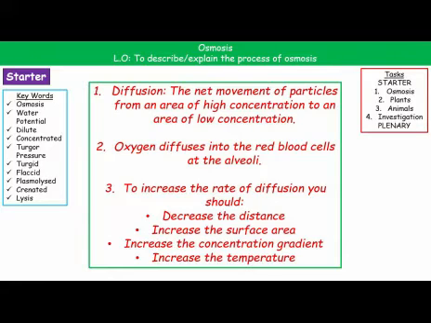The second one, we're looking for oxygen here. So it's oxygen that's diffusing into the red blood cells at the alveoli. Give yourself a tick for oxygen if you've got it.